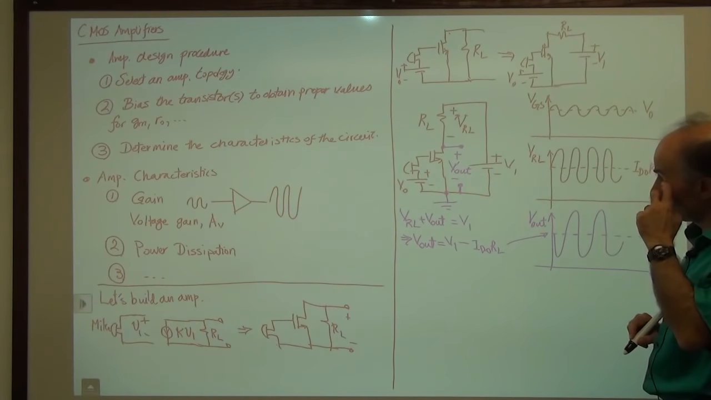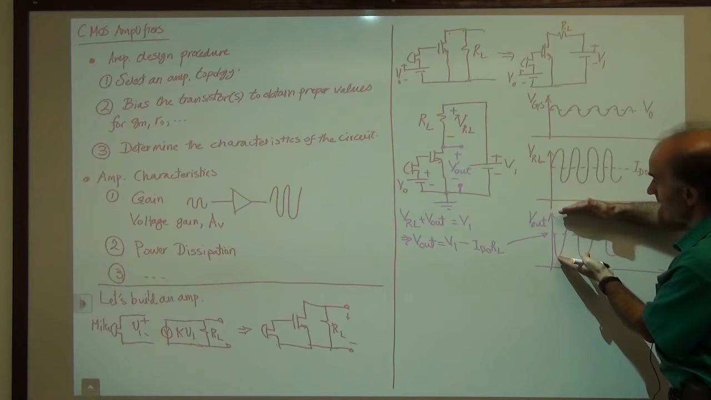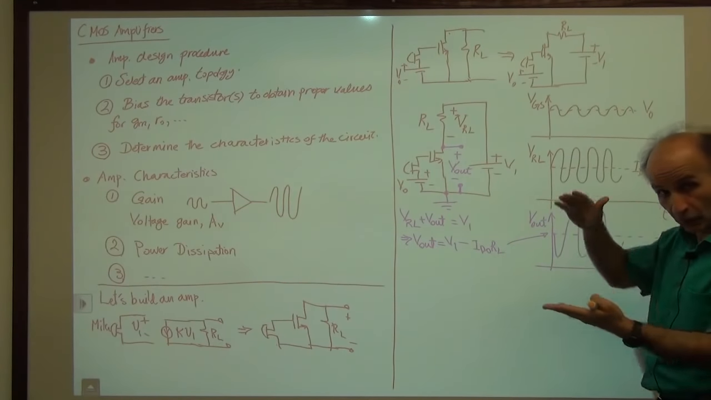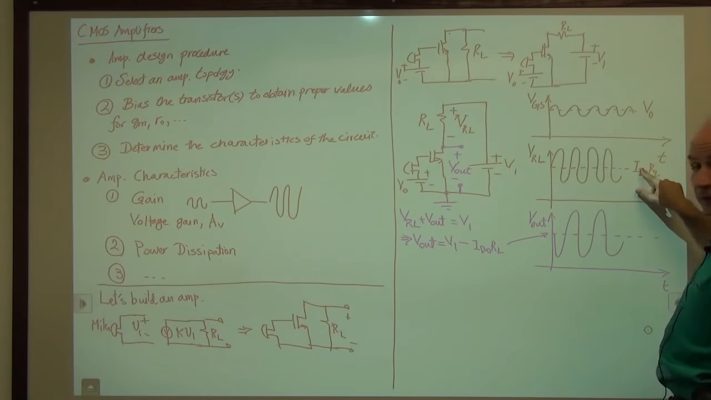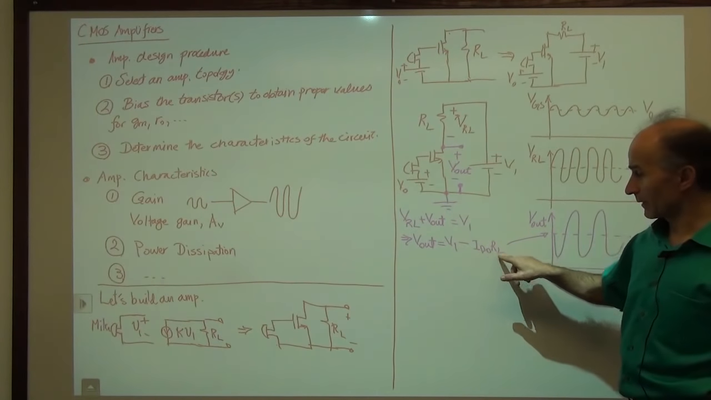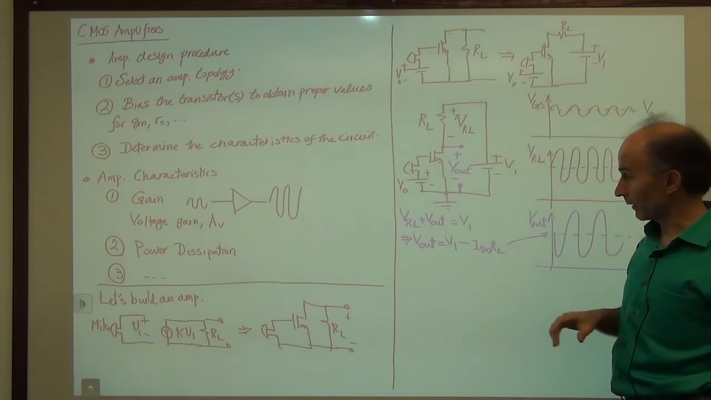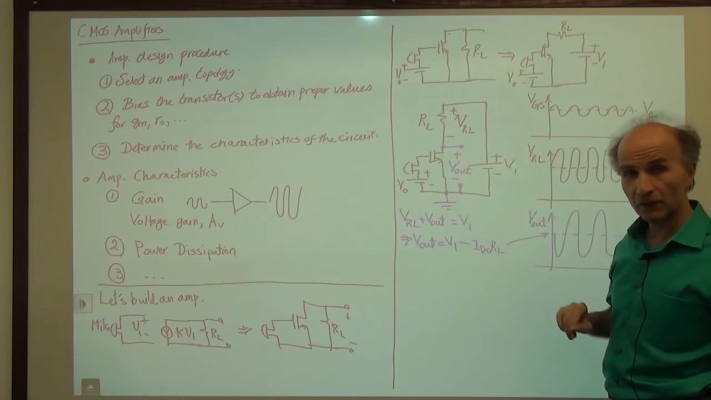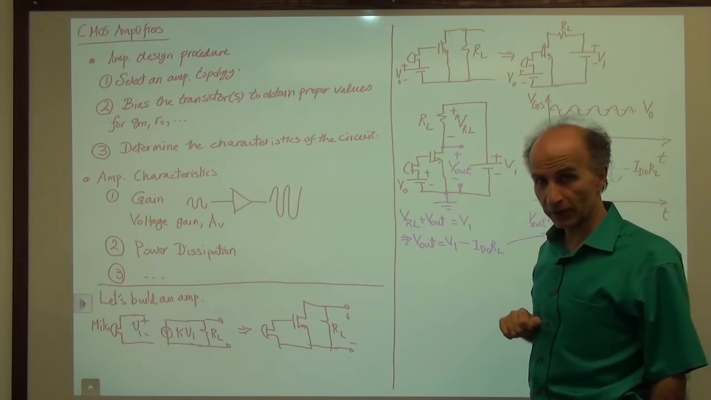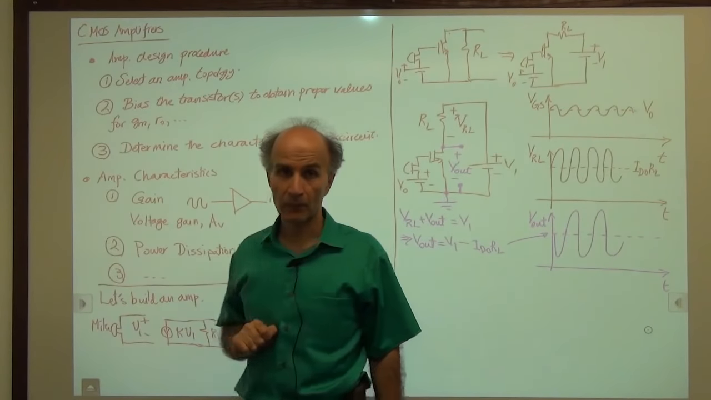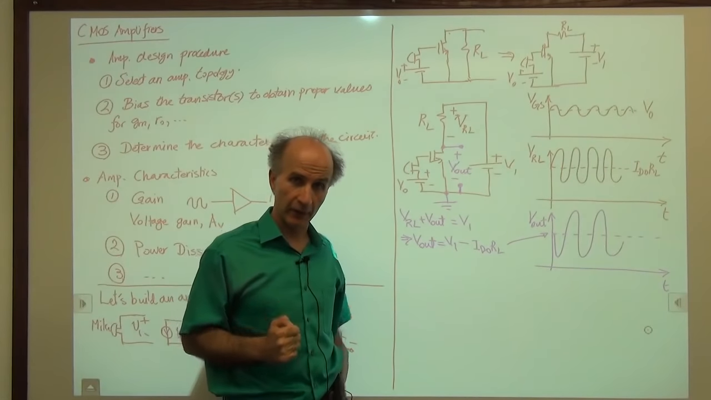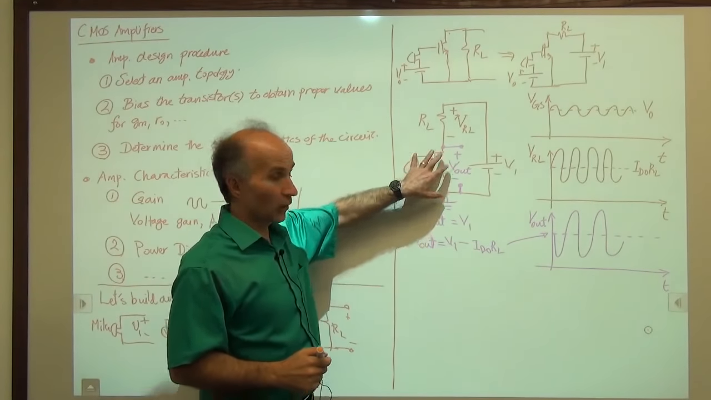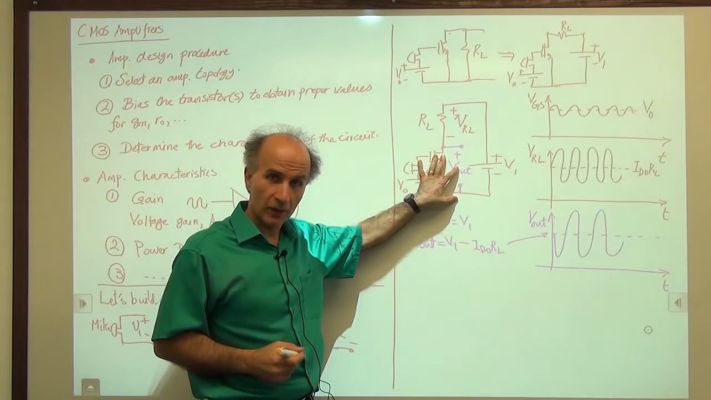Okay, so what we see is that the swing that we generate here is the same as the swing across RL, the total change. It's just that this DC level is different from this DC level, right? This DC level is ID0 RL. This DC level is V1 minus ID0 RL. But from now on, we will take this voltage as the output voltage of this circuit, this amplifier. All right, congratulations. We have built our first CMOS amplifier. This amplifier is called a common source stage.